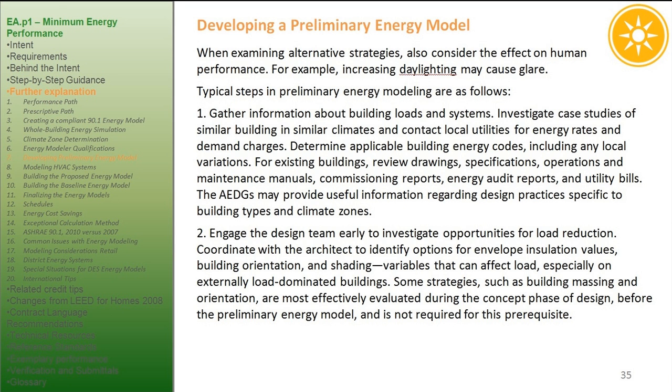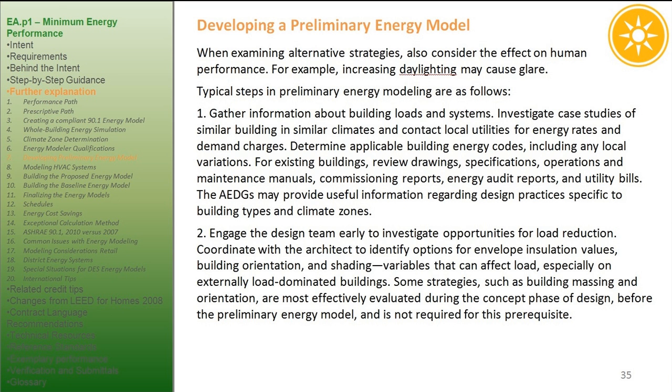Typical steps in preliminary energy modeling are as follows. 1. Gather information about building loads and systems. Investigate case studies of similar buildings in similar climates and contact local utilities for energy rates and demand charges. Determine applicable building energy codes, including any local variations. For existing buildings, review drawings, specifications, operations and maintenance manuals, commissioning reports, energy audit reports, and utility bills. The AEDGs may provide useful information regarding design practices specific to building types and climate zones.